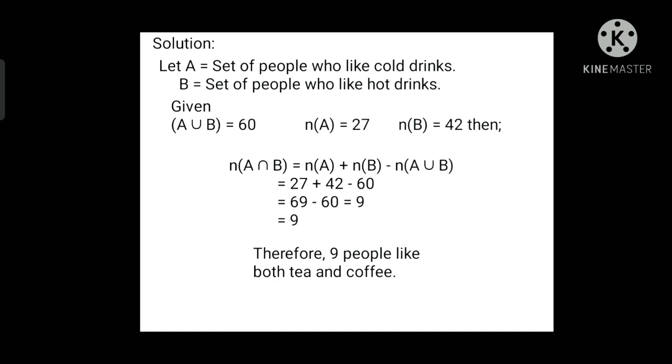To find the cardinal of A intersect B, it is equal to cardinal A plus cardinal B subtract cardinal A union B. So 27 plus 42 is equal to 69, subtract 60 is equal to 9. Therefore, 9 people like both tea and coffee.